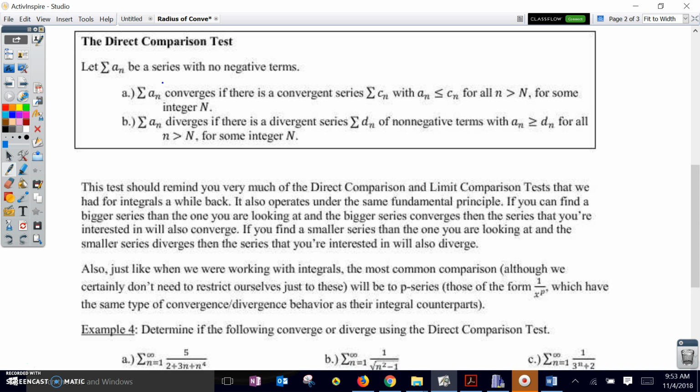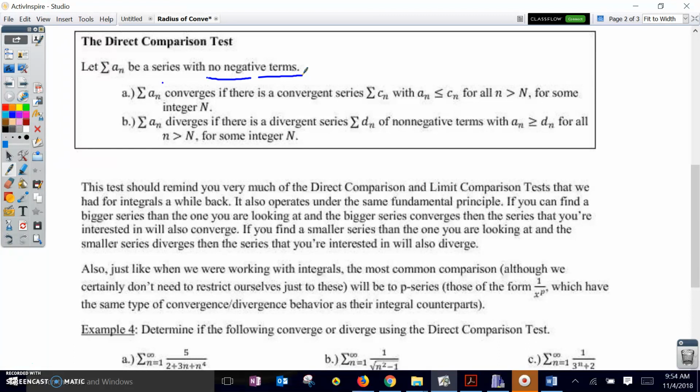Alright, so first the direct comparison test. If we have a series with no negative terms, that series converges if there's another convergent series that we know where all the terms in the series that we're looking at are smaller than or equal to all the terms of the convergent series, for all n greater than some integer N. And similarly, it diverges if there's a divergent series where the series we're looking at is always bigger than or equal to the terms of the divergent series that we know.